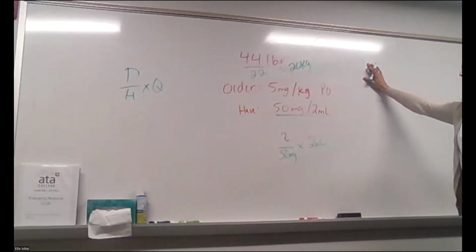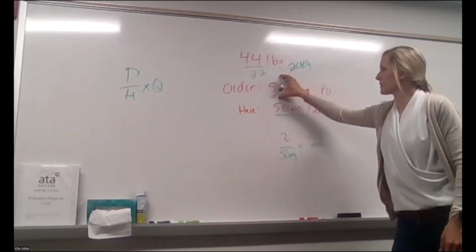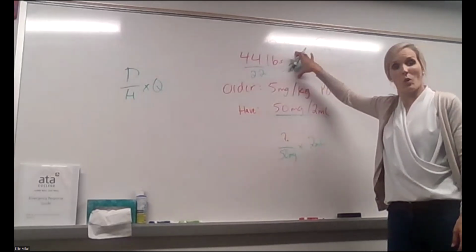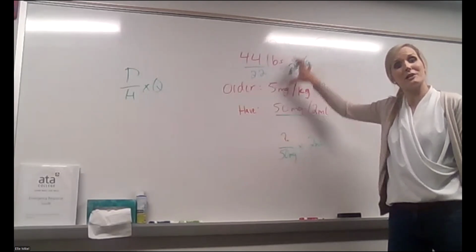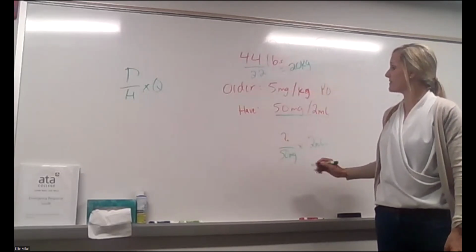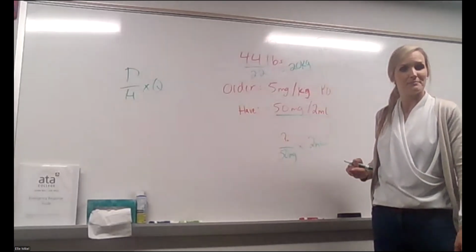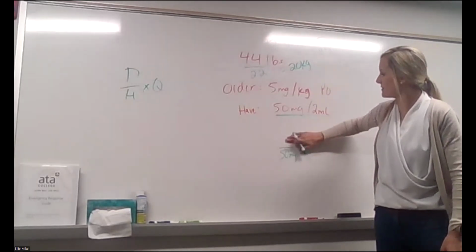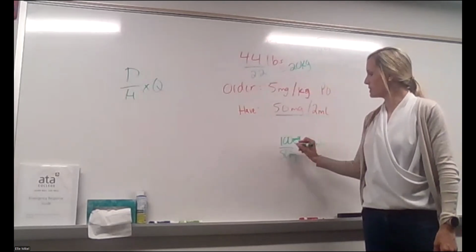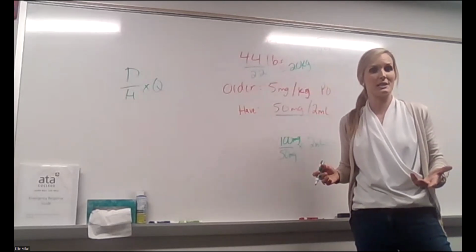So what that means is, since this order dose says 5 milligrams per kilogram, it means they need 5 milligrams per every one of those 20 kilograms. So our next step here is just to multiply. We're simply going to take 20, multiply it by 5, and that's where this number comes from. So 20 times 5 is 100. So our 44 pound patient needs 100 milligrams as the ordered dose.